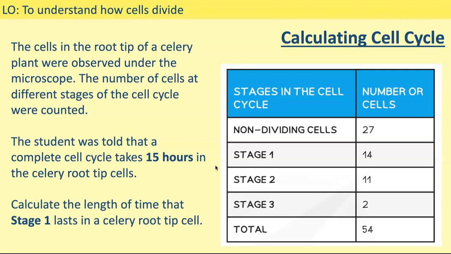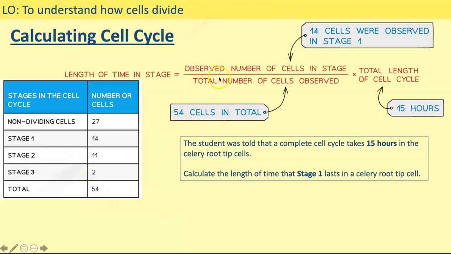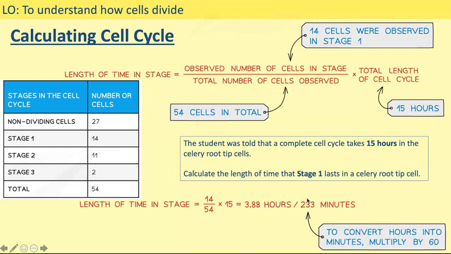So the student is told that the whole cell cycle takes 15 hours and they're asked to calculate the length of time that stage 1 lasts. So if we look at the number of cells that are in stage 1, we can work out the proportion if we divide that by the total number of cells. So we do the observed number of cells in that stage divided by the total number of cells, and we then times that by the total length of the cell cycle, in this case 15 hours. So our sum is going to be 14 divided by 54 times by 15, that gives us 3.88 hours, or 233 minutes if we multiply that by 60.